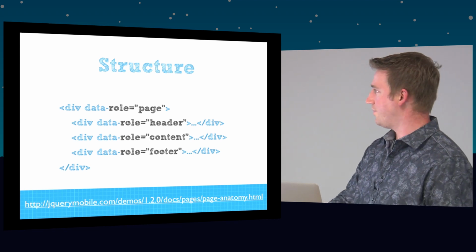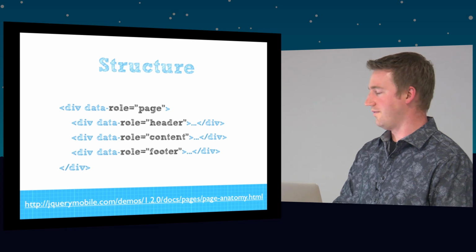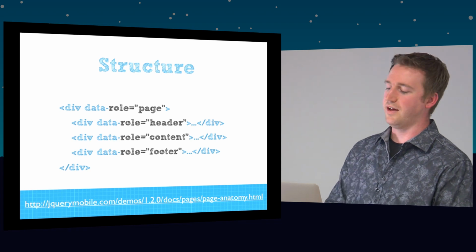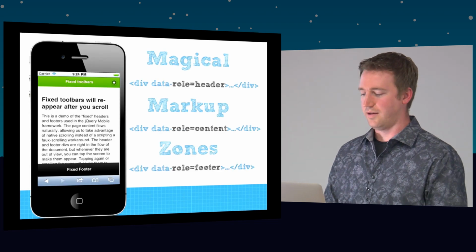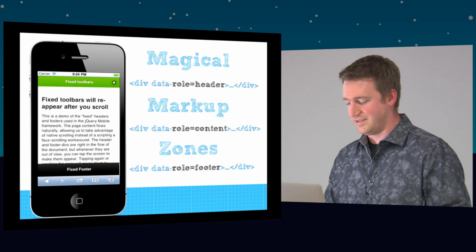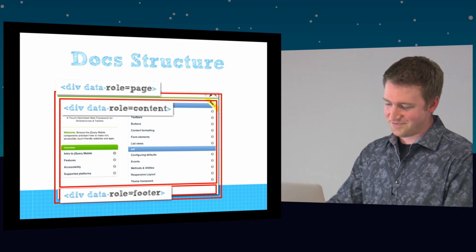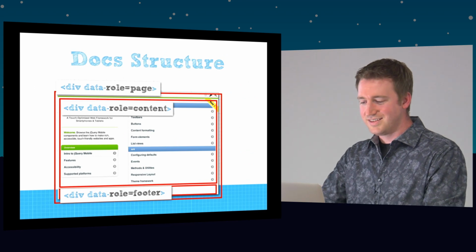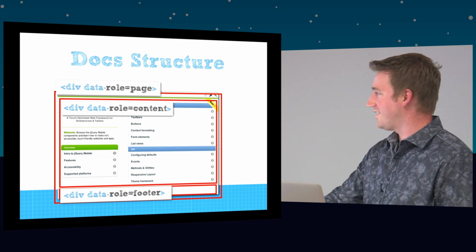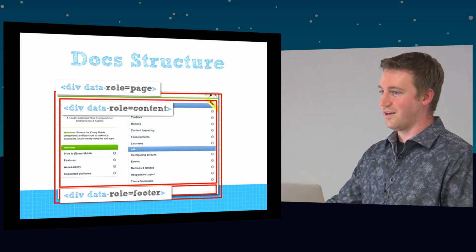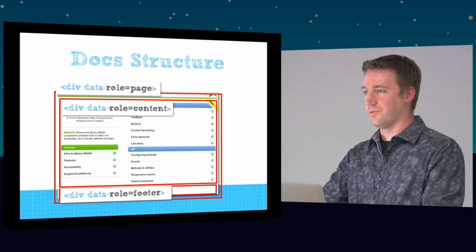So here's the structure of a normal jQuery Mobile page. I should probably update that to use header and footer elements with HTML5, but you get the concept here. I call them the magical markup zones. So we've got the doc structure, which honestly I think the docs are a great reference for jQuery Mobile.